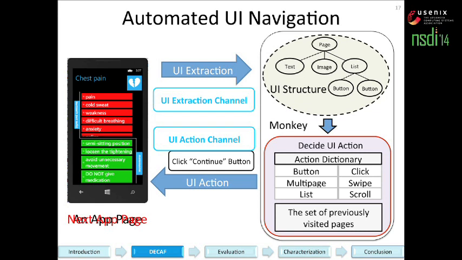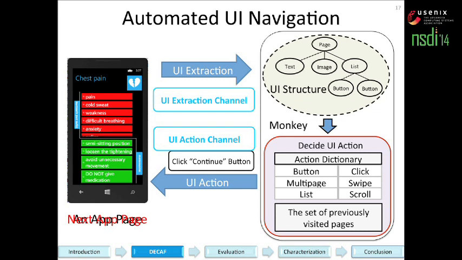So once the monkey extracts the UI structure, it knows which UI elements are in the page. The monkey has an action dictionary that lists the action to perform for each type of UI element. And it also keeps a set of previously visited pages as a history. So the monkey may decide to click a button on the current page based on these two things. In our example, it clicks the continue button, and this clicking action is delivered through the UI action channel, and this behavior causes the next page to be visited. So the whole process repeats across each clickable element in every page, in a normal monkey.